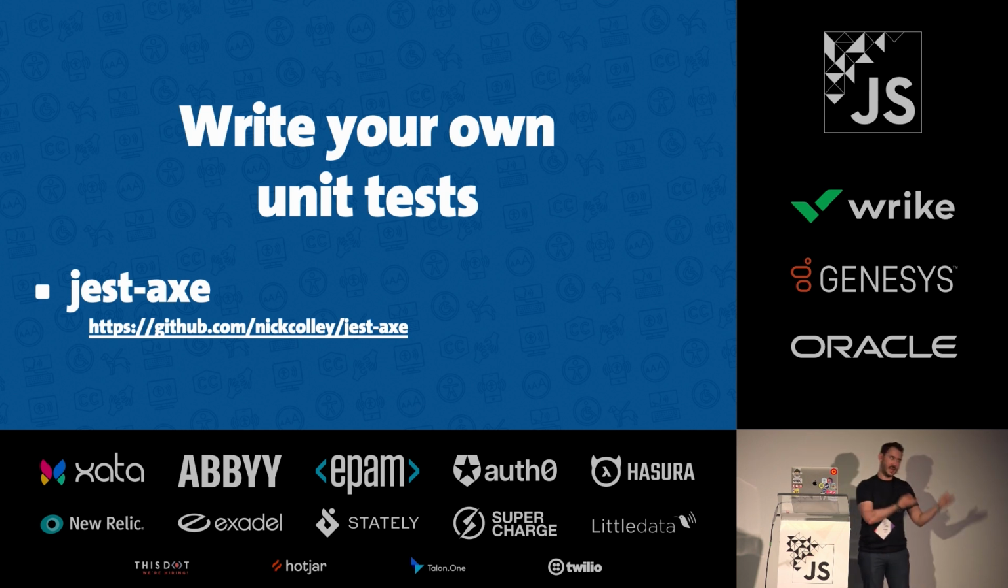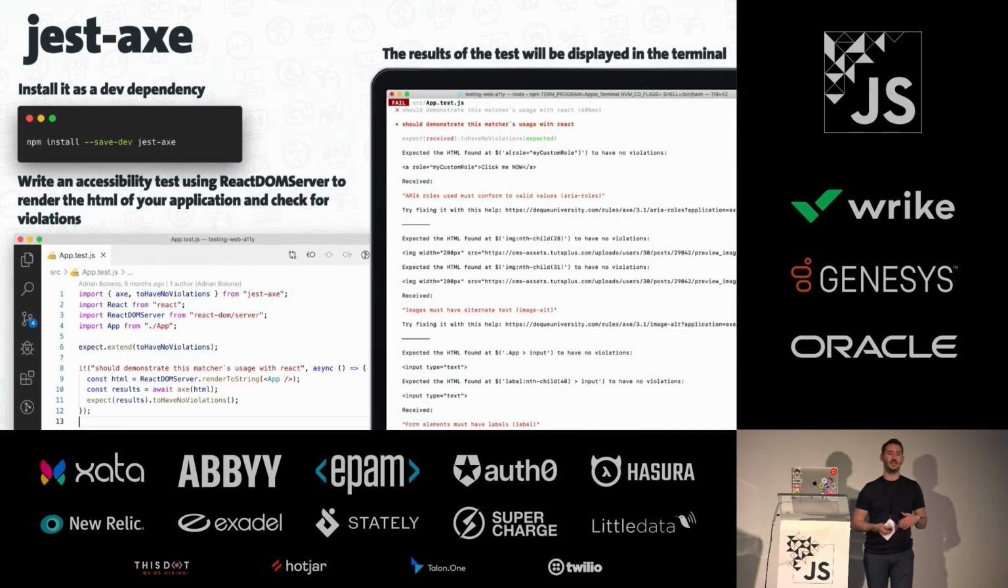So Axe has an extension, or Jest as a library. Someone made a library to use Jest. Jest is a testing library for JavaScript. So we install it as a developer dependency as well.